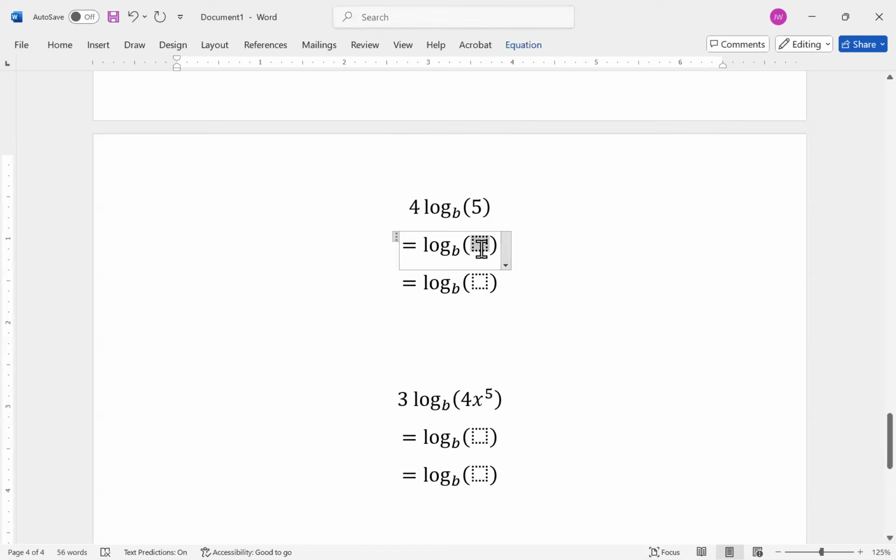All right, this first one, the power rule says this is going to be log base b of 5 to the fourth power. 5 to the fourth power is 625. So we get log base b of 625.